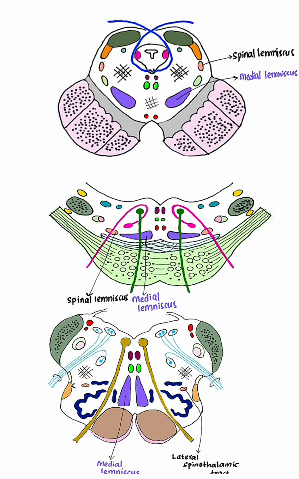This is the cut section of the pons. Both the lateral and anterior spinothalamic tracts are very close to each other and are collectively called spinal lemniscus. Spinal lemniscus is nothing but anterolateral spinothalamic tract. In the cut section of the midbrain, you can see the spinal lemniscus.